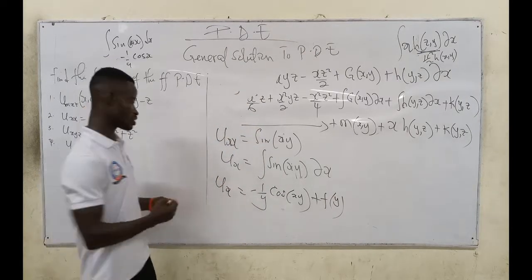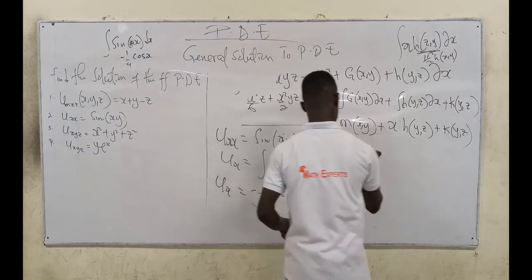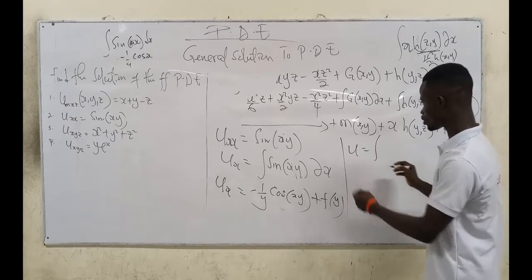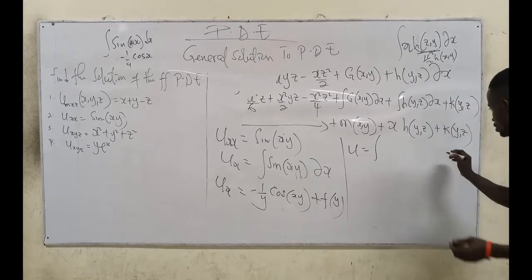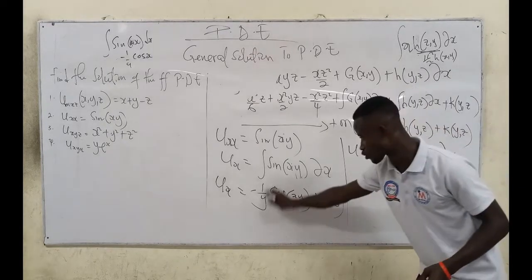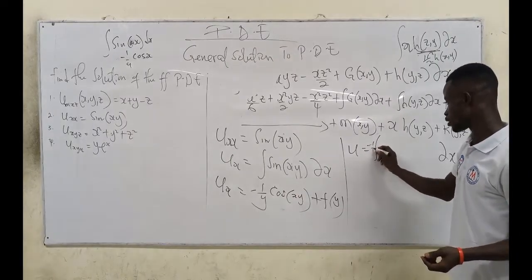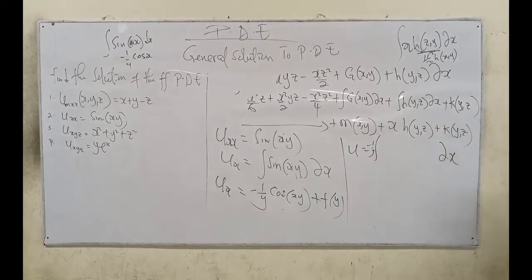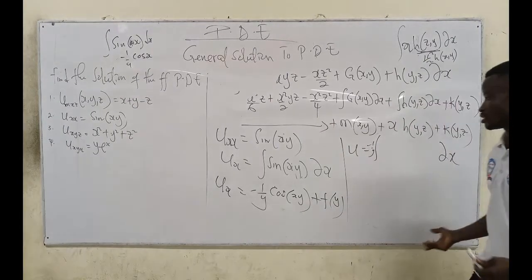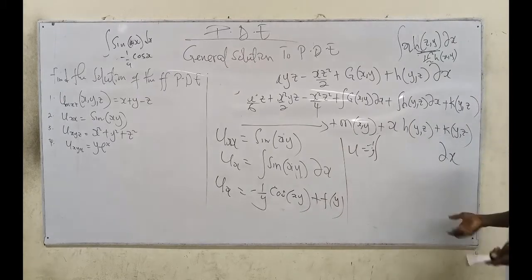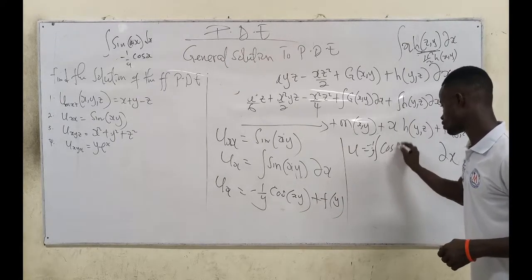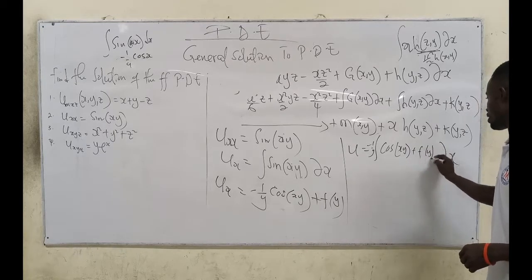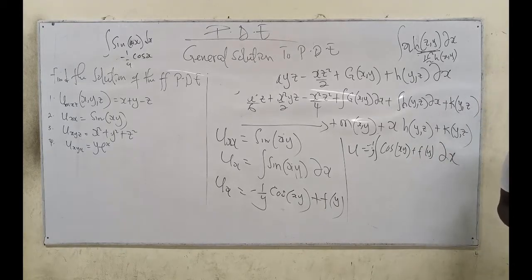Then you go with the integration again. u is equal to the integral of this. You know we are integrating with respect to x, so this is a constant. So we can even bring it out. Agree? You are integrating with respect to x, so the whole of this is a constant, and we can bring it out. So that below is called xy plus f(y). I hope you agree with me.